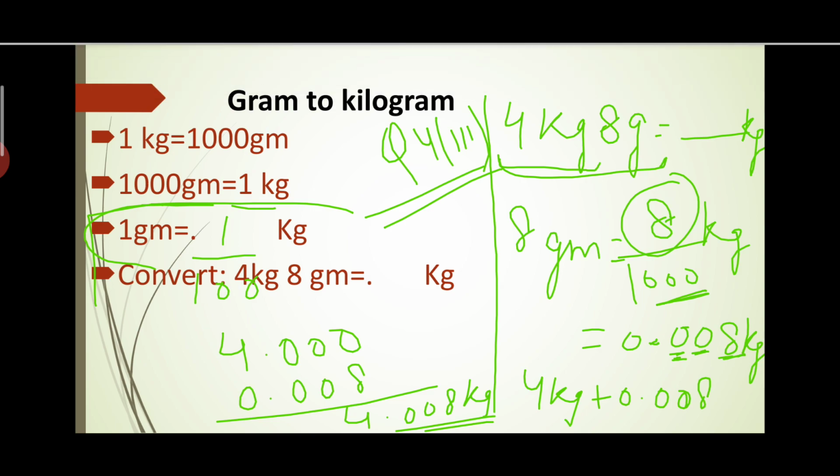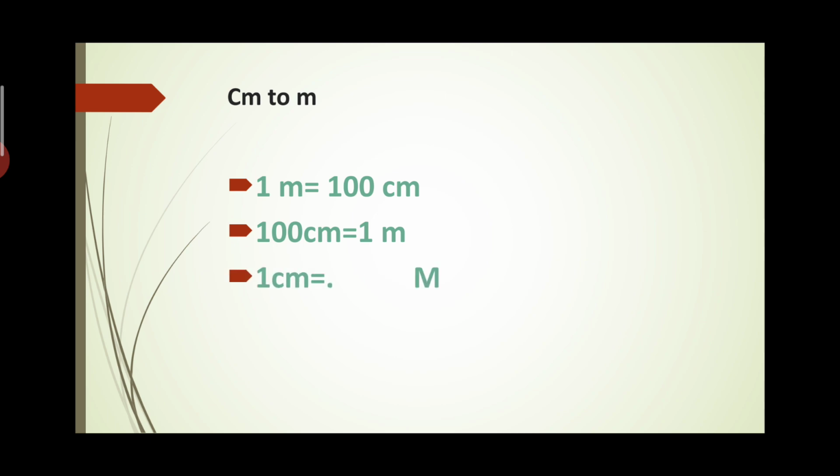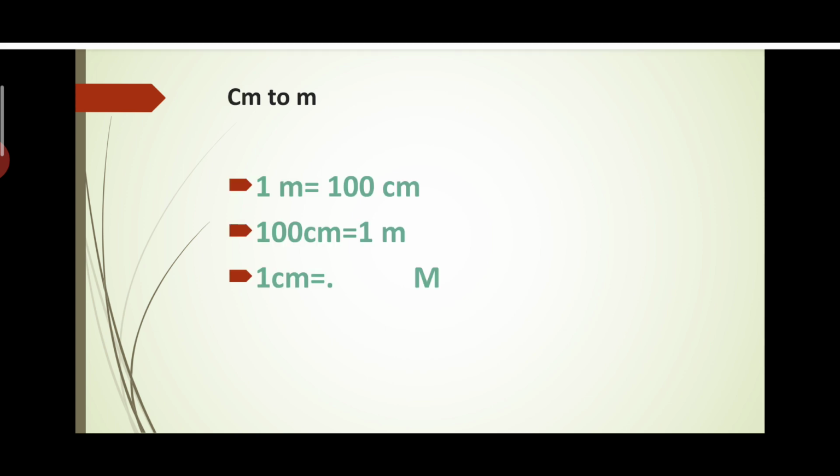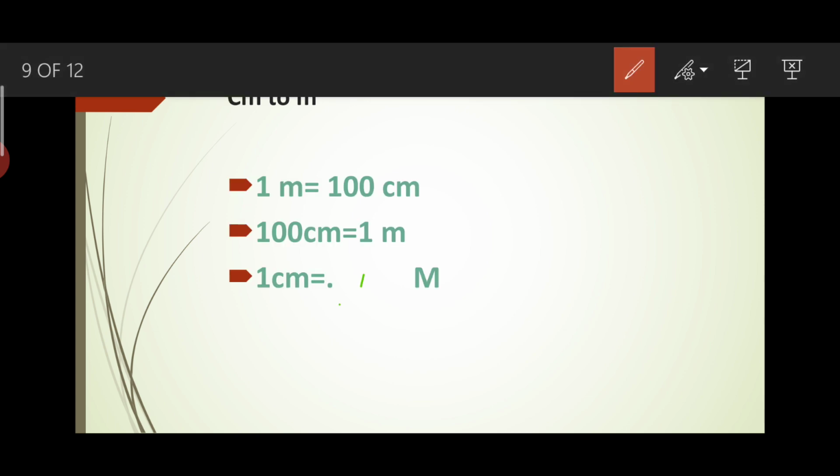Okay, now moving on. Next topic is centimeter to meter. As you have been studying this conversion since your lower classes, let us just have a recall. 1 meter is equal to 100 centimeter. We can write it as 100 centimeter is equal to 1 meter. So what will be the value of 1 centimeter? 1 centimeter will be equal to 1 upon 100 meter.